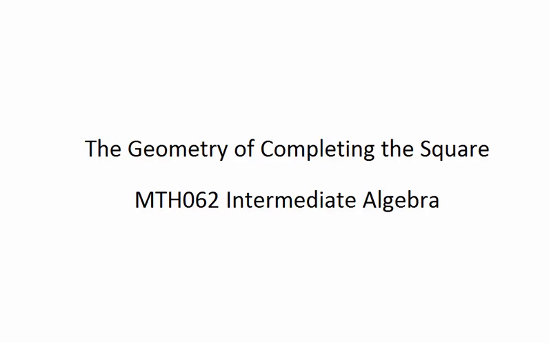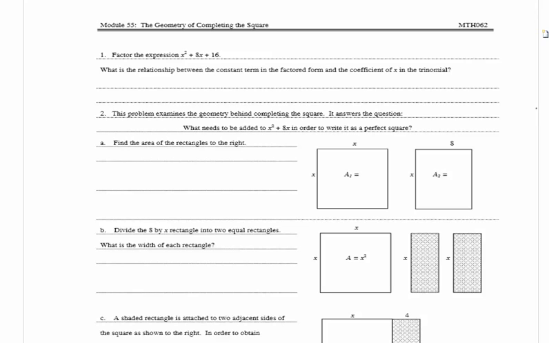In this video, we're going to be looking at the geometry of completing the square. And in 1, they want us to factor the expression x squared plus 8x plus 16. And this can be factored to x plus 4 times x plus 4, which is equal to x plus 4 squared.